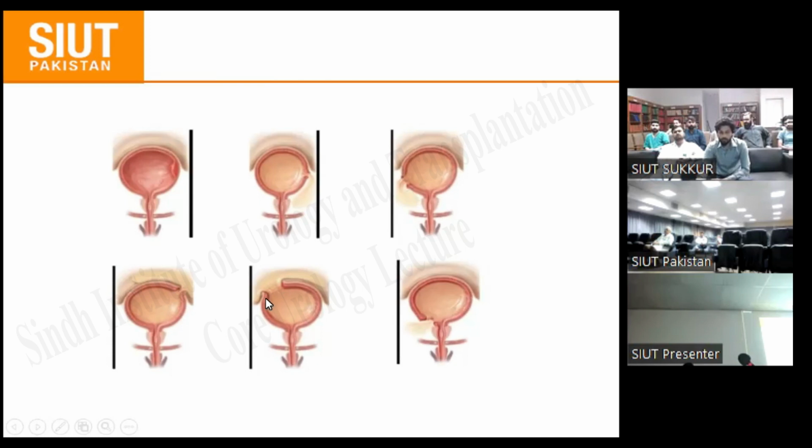In grade 4, the intraperitoneal laceration would be more than 2 centimeters, like here it is shown. And in grade 5 injury, it will be complex injuries which can include the ureteral orifice or the bladder neck, which always warrant a surgical repair.